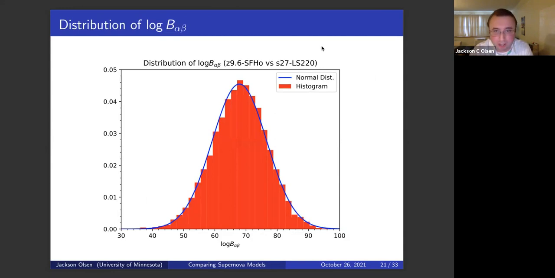And so when you run a bunch of simulations and you do this, you find a distribution of the log Bayes factors, for instance, between Z9.6 and S27, that's peaked around 65 or 70, which is obviously far to the right of our threshold value of 5. So we could say, pretty confidently, at least in this situation, that yes, we could tell the two models apart.